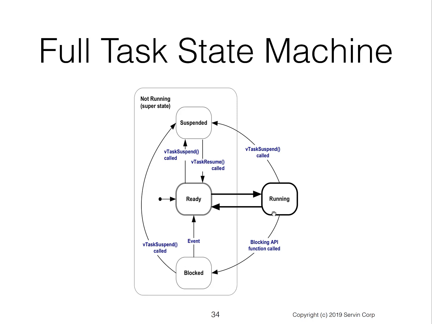Or let's suppose we're running over here and we call suspend, then we get suspended. Notice if we're in the blocked state, when we do receive the event, then we could get back to the ready state. And in fact, we see the running, ready, running, ready, running, until we somehow get blocked or somehow we get suspended.